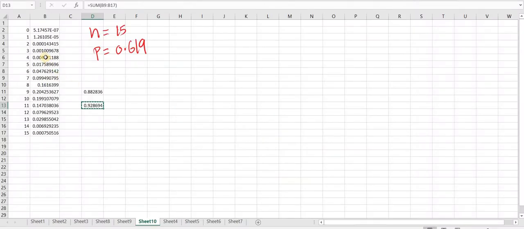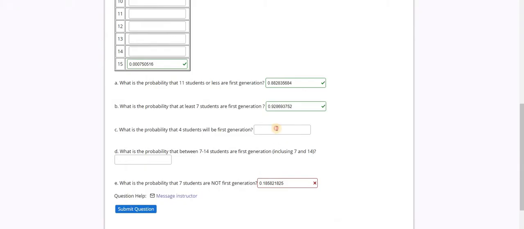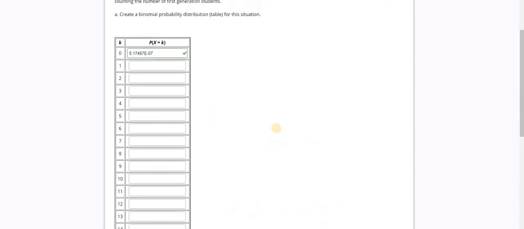What is the probability that 4 students will be first-generation students? 4 students are first-generation students is the number in front of 4, so I'm just going to copy that number. And I'm going to paste it over here. Since I have it already, I'm just going to plug it in here as well.